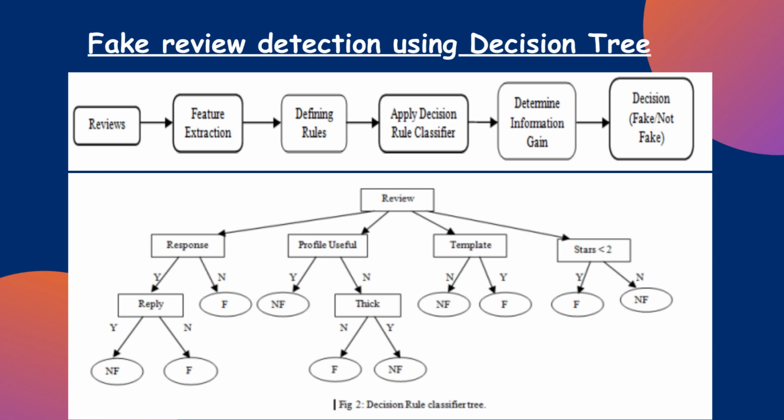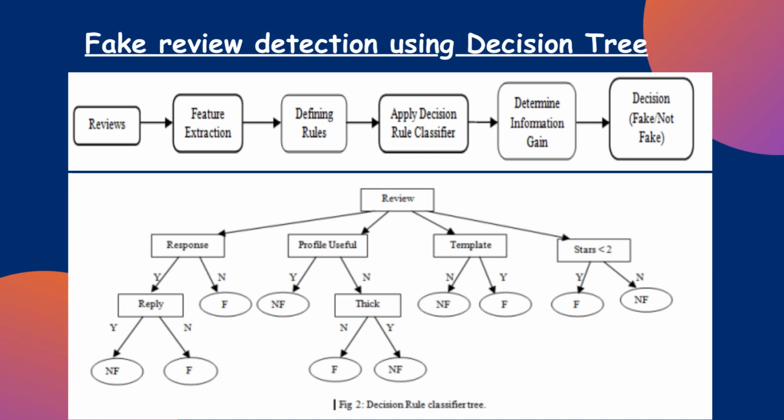Next, see the next condition, that is template. This is a condition to check whether the reviewer uses a standard template or not. If they are giving a fake review, they'll be following a standard template. If he's using a standard template, then it is fake. If he's not using the standard template, he's just writing the review, then it is not fake.